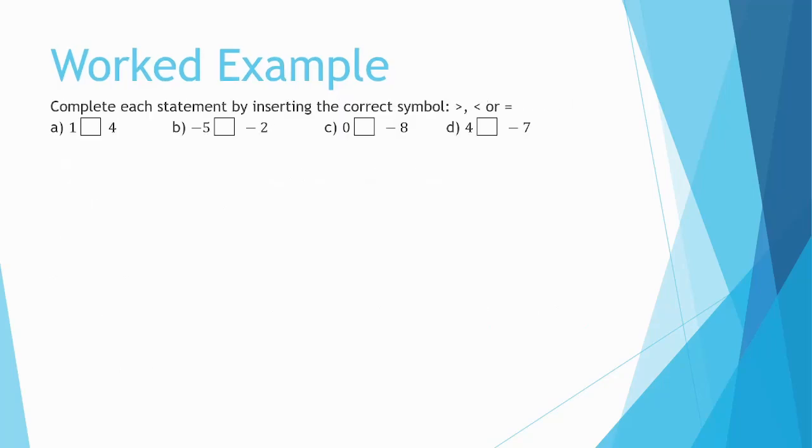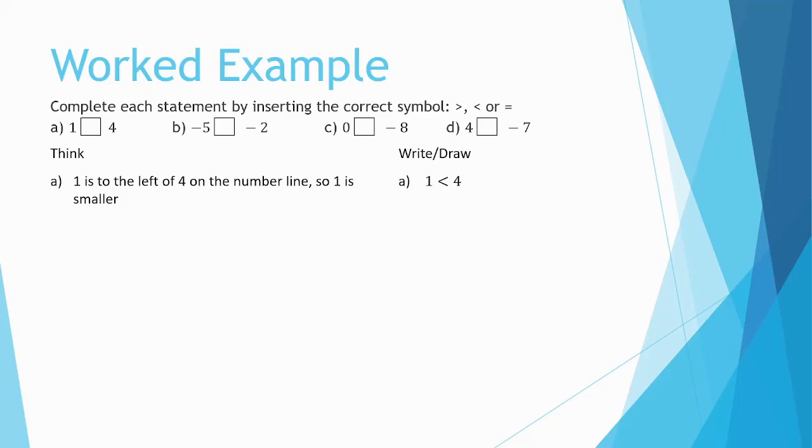Another type of question you might get is something like this. Complete each statement by inserting the correct symbols. We've got our greater than symbol, our less than symbol, and our equal symbol. So again, I'm having my think and my right drawer so that you can see what I'm thinking and what I'm showing my teacher. For the first one, 1 and 4, I think 1 is to the left of 4 on the number line. So 1 is smaller than 4. So I put 1 is less than 4.